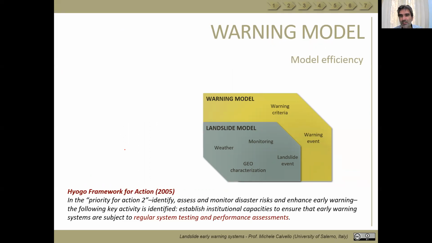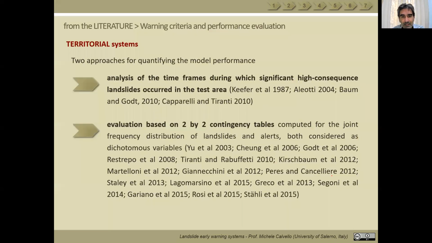I close this presentation with a specific focus on model efficiency, performance evaluation. We are talking about the warning model, not the entire warning system. How do we check whether it works, whether it doesn't work? The last slide. In Hong Kong, they were checking. And typically, as I said already, you do that by means of 2x2 contingency tables. They are sometimes called confusion matrices.